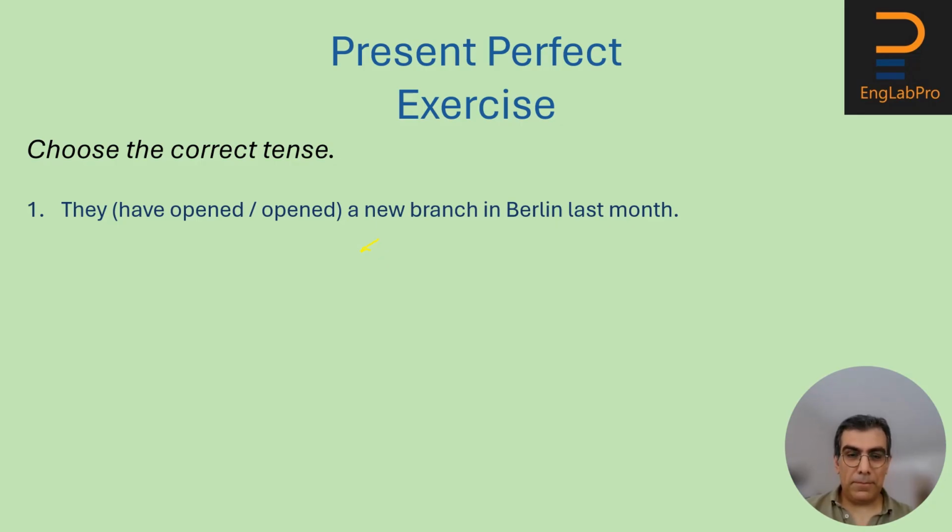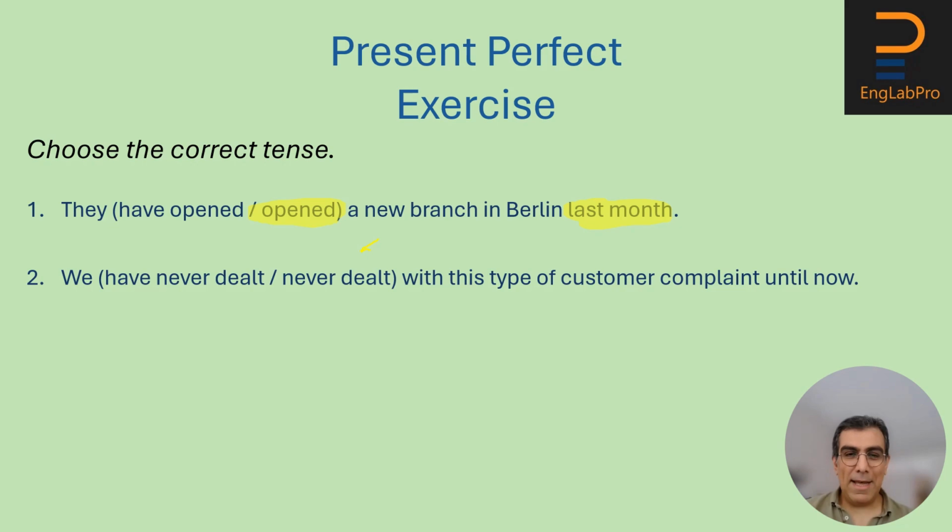Well, we have last month here, so we have the exact time, so simple past is the best answer. So they opened a new branch in Berlin last month. Let's go to the next one. We have never dealt with this type of customer complaint until now. Be careful with until now at the end and tell me which one is correct. Because it is until now, so the present perfect is the answer. We have never dealt with this type of customer complaint until now.